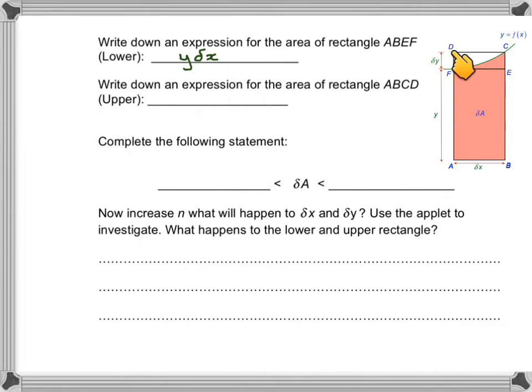Now write down an expression for the larger rectangle, and that's going to be y plus delta y times delta x. We're trying to find the area. Now complete this statement: the actual area, the shaded bit, will be between y delta x and y plus delta y times delta x. Now, as n increases, what will happen to delta x and delta y? Let's go back to the applet for that.